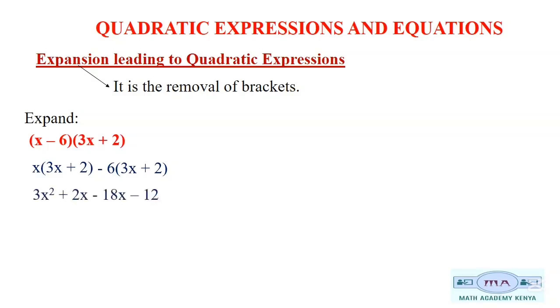So you can see that 2x and 18x, they are common terms. So since they are common terms, you can simplify 2x minus 18x, which gives us negative 16x. So this one translates to 3x squared minus 16x minus 12.